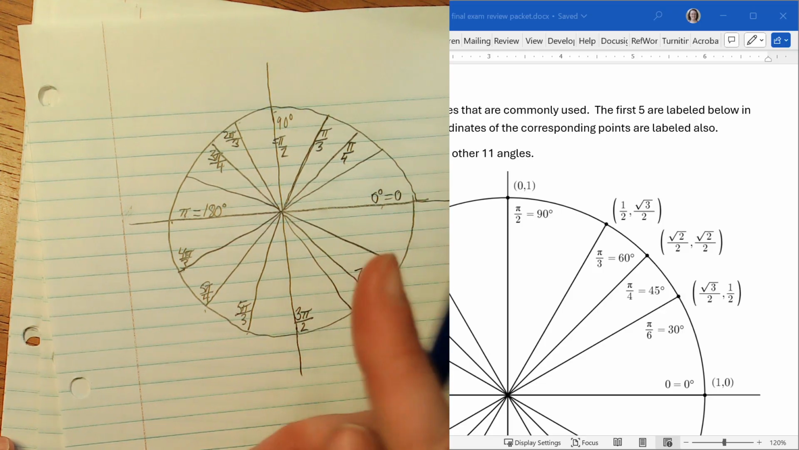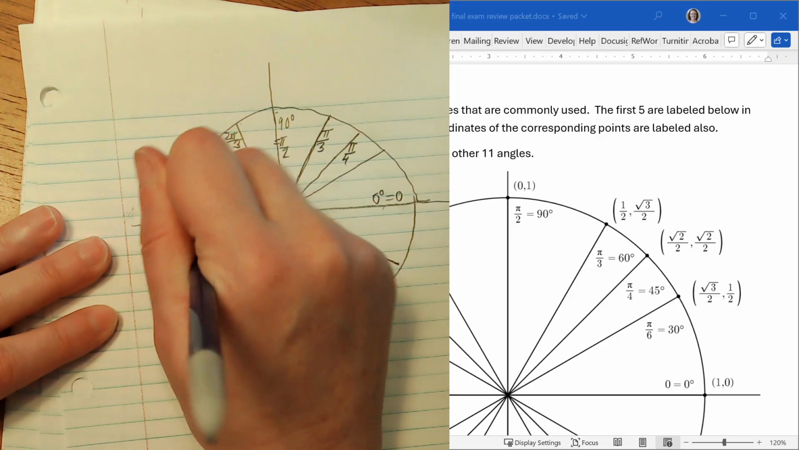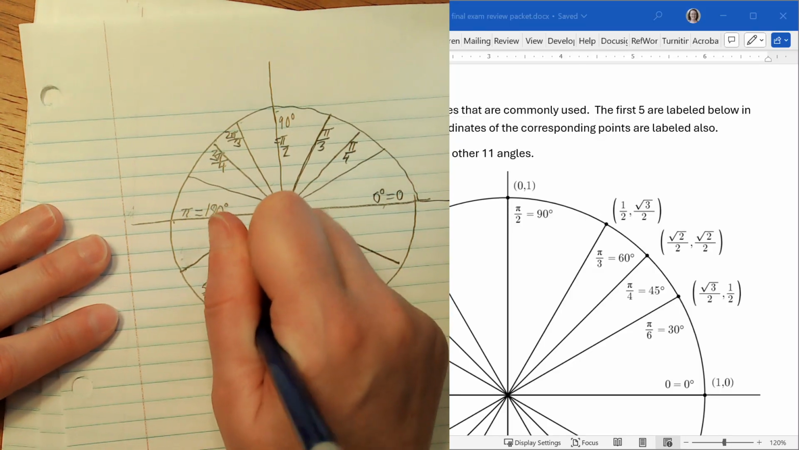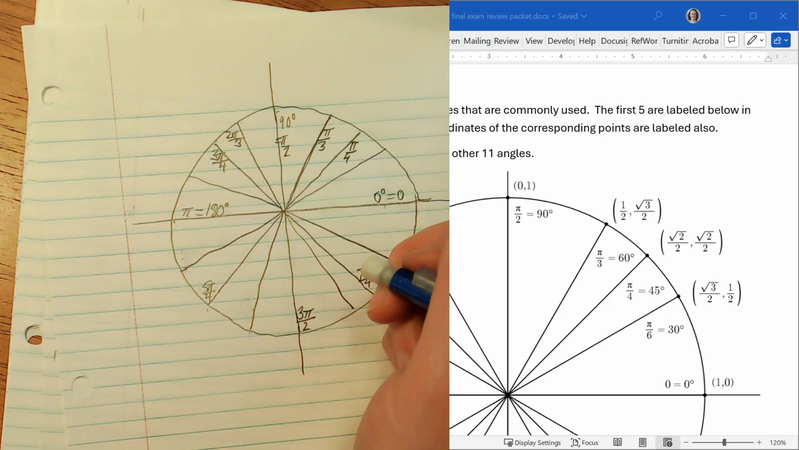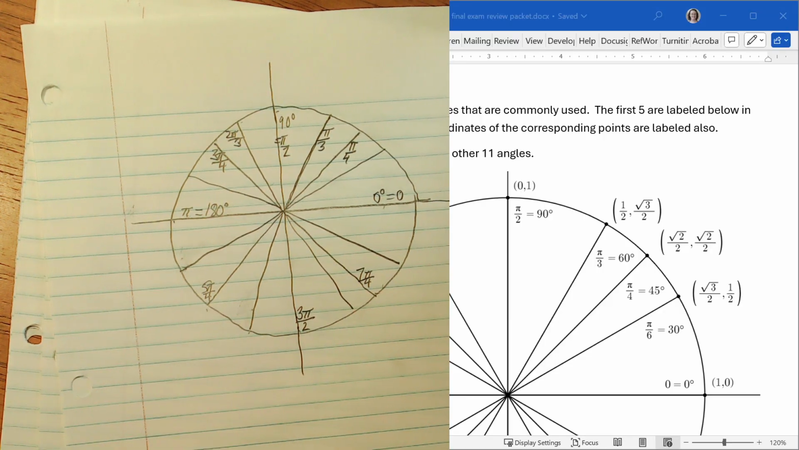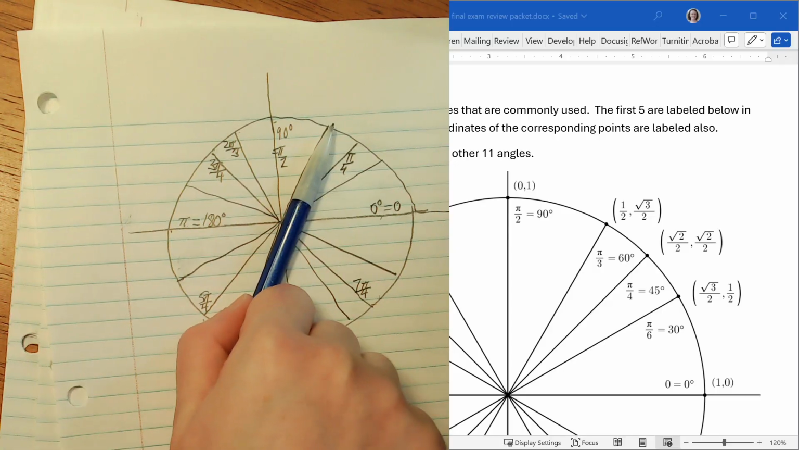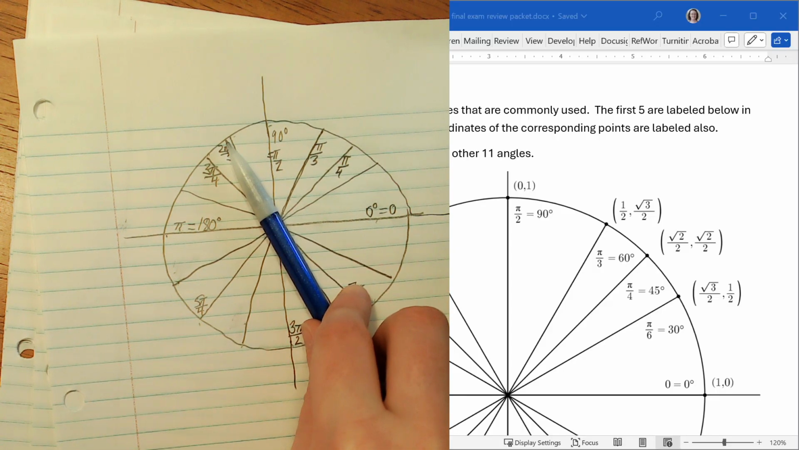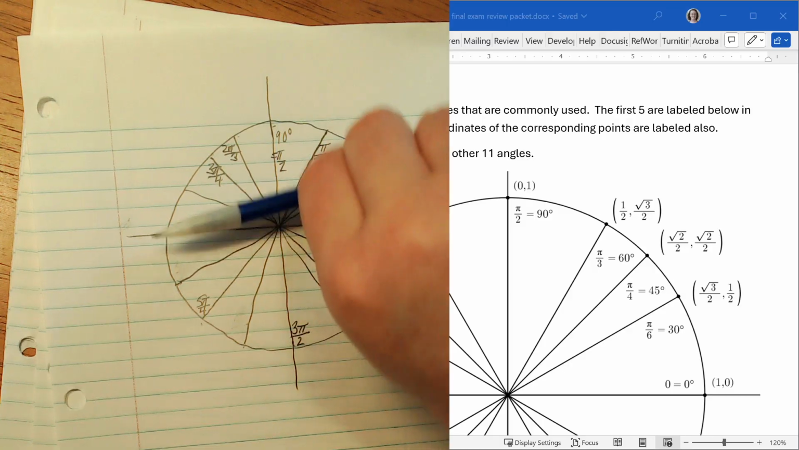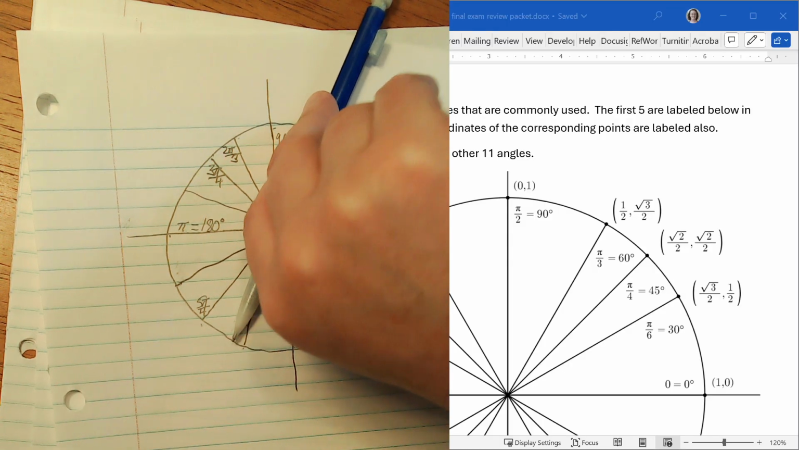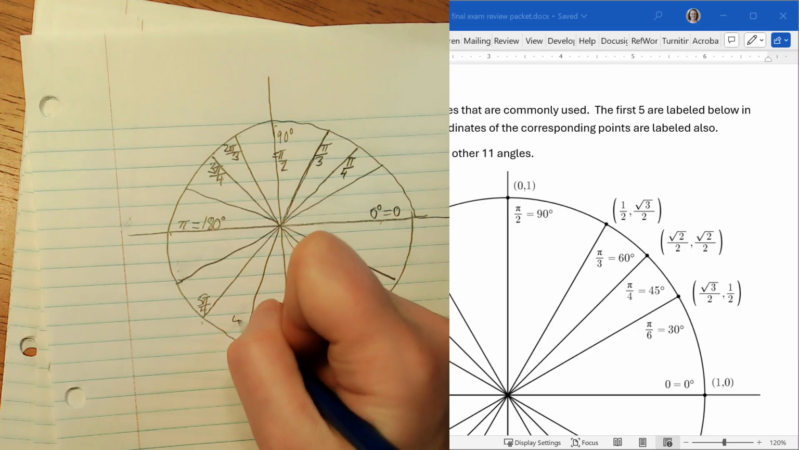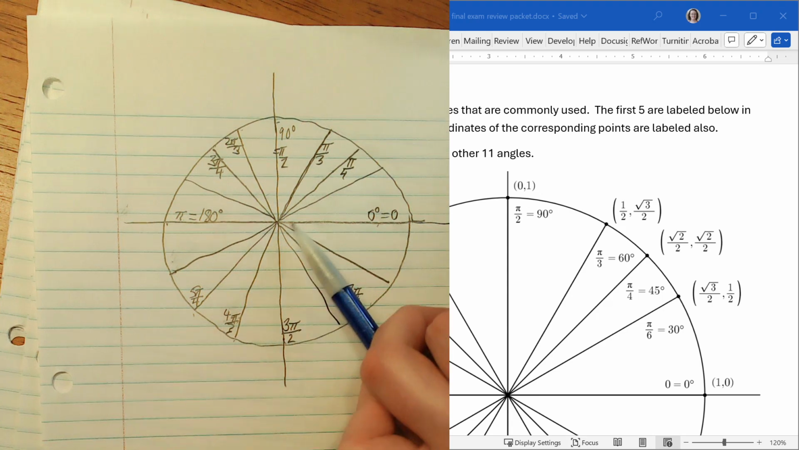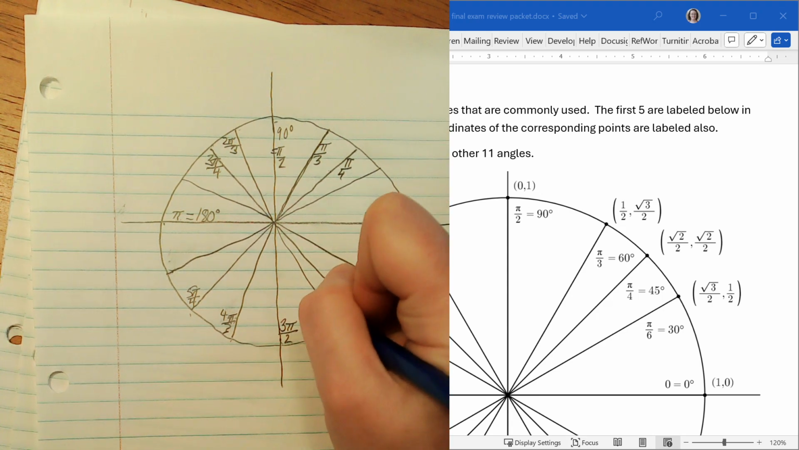Wait a minute, I've done something wrong here. Yeah, I did this wrong, sorry. Okay, I knew something was afoot because this looked too small to be 4 pi thirds. Right, okay, so 1 pi third was here, 2 pi thirds was here, 3 pi thirds was here. Oh, right, you have to go all the way to here to get 4 pi thirds. Yeesh. 4 pi thirds is here, and then the next pi thirds is over here, so this is 5 pi thirds.